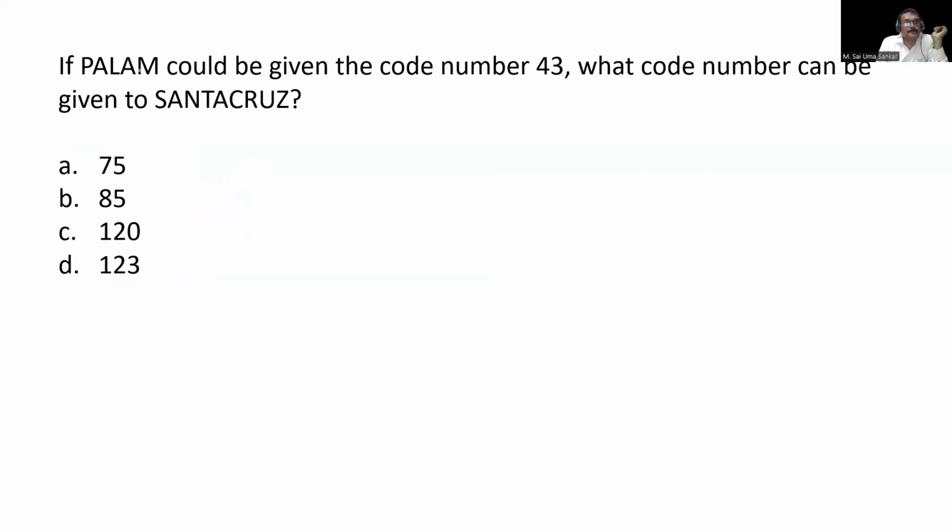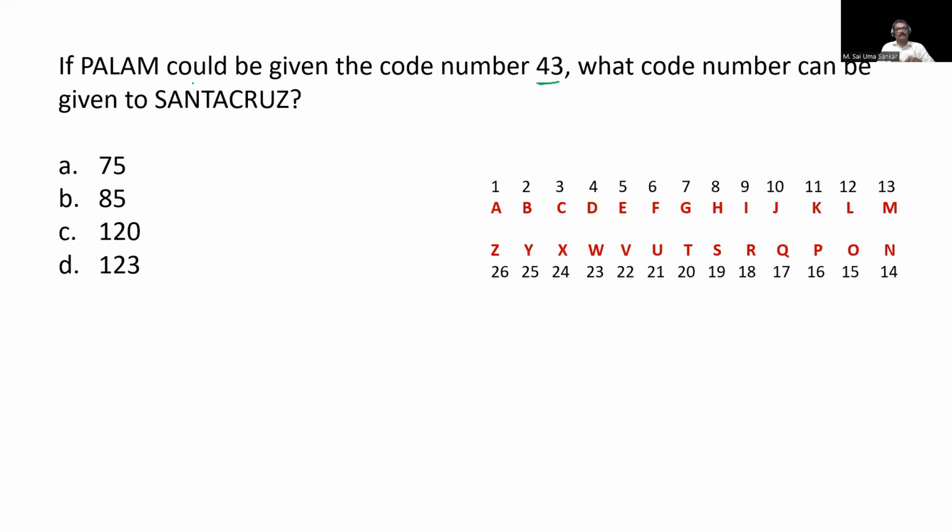Here, if column is given in the code number 43. How many letters are there in column? That is equal to 5 letters, coded as 43. What we required, what is the code for Santa Cruz? That is very, very important. See, here 5 letters, code is 2-digit number. So what happened? Here you need to remember each and every letter's place value.